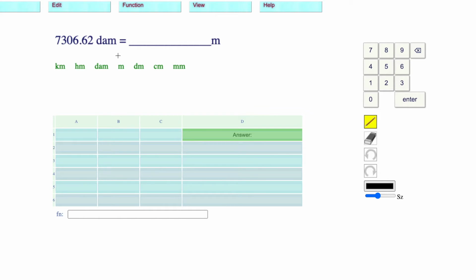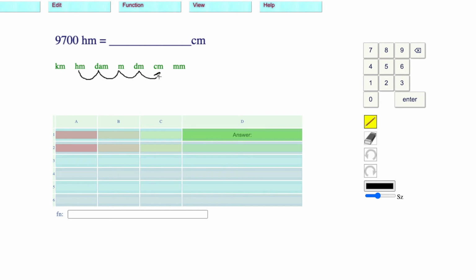I'm moving from decameters to meters. That's one step on the diagram to the right. I'm going to move one step like this. We end up with 73066.2. Here we're moving from hectometers to centimeters.